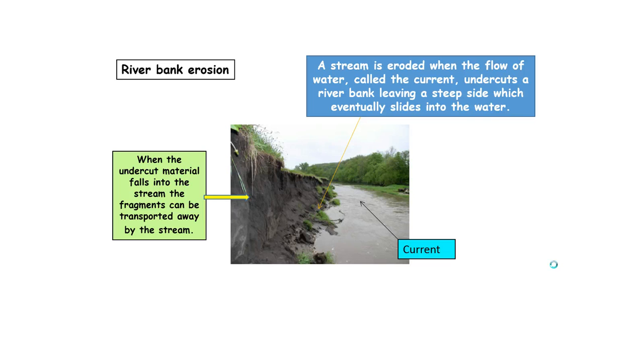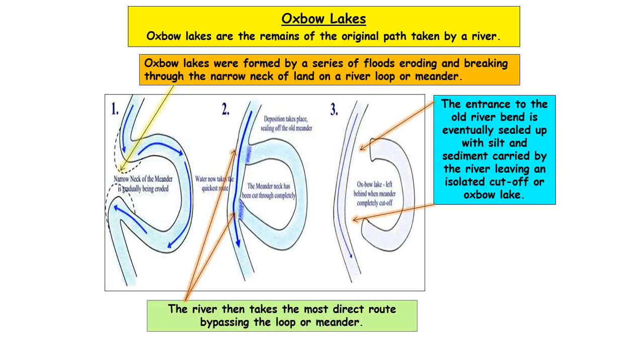Riverbank erosion. A stream is eroded when the flow of water, called the current, undercuts a riverbank, leaving a steep side which eventually slides into the water. And this can carry down and be sediment in the stream.